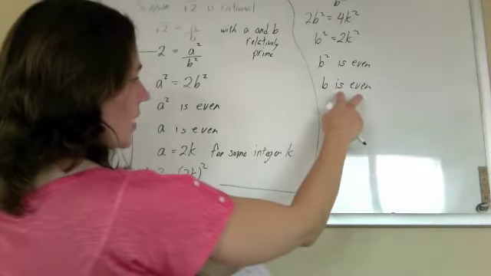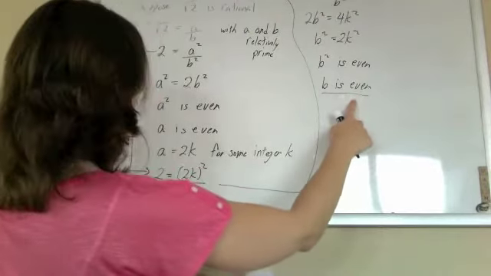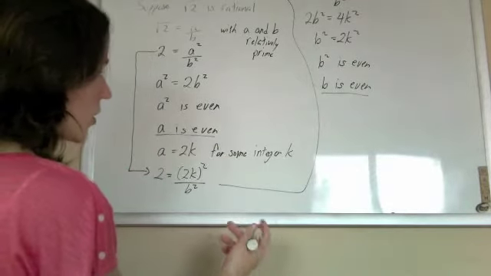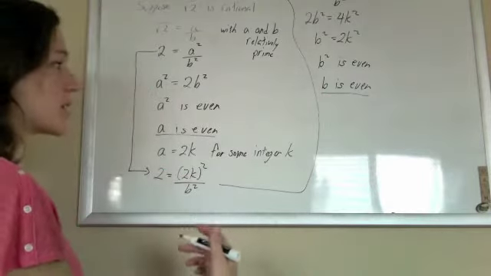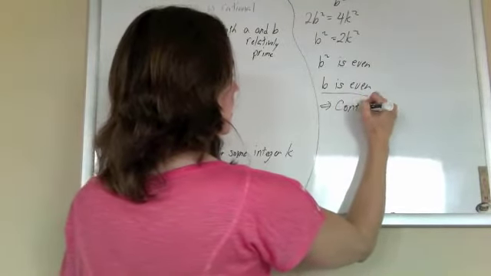And that's where we're getting our contradiction. If b is even, then it's divisible by 2, and if a is even, then it's divisible by 2 as well. So they have a common factor of 2, so therefore they are not relatively prime. So this is our contradiction.